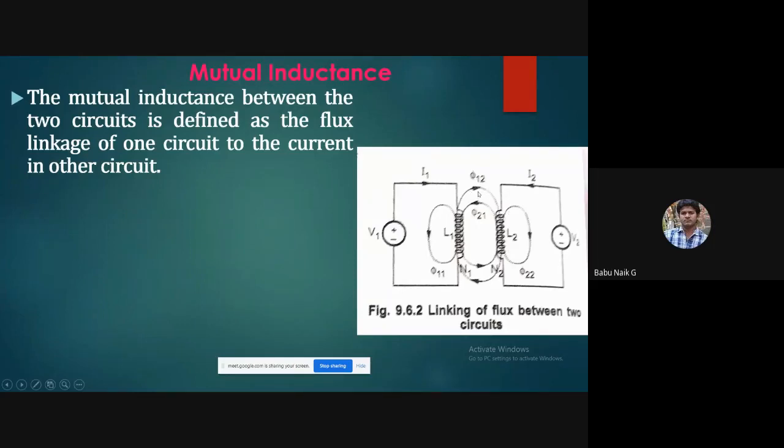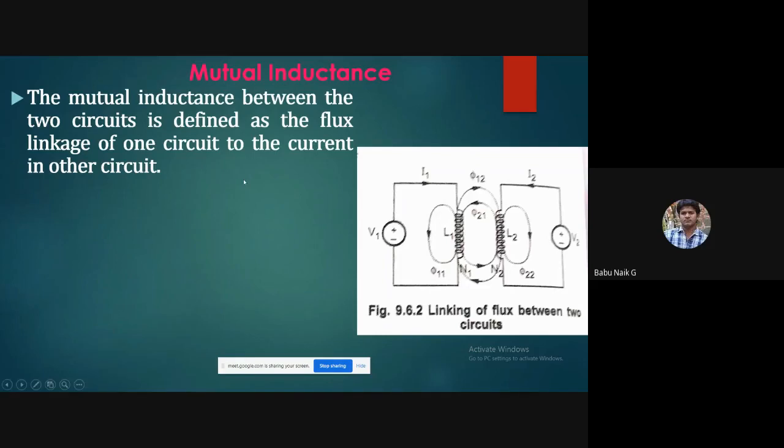Now in a similar way, the flux phi 22 produced by the second circuit, which links with circuit 1, we are going to call phi 21. You can see the direction also. When the flux of circuit 1 links with circuit 2, we call it phi 12, and when the second circuit links with the first circuit, we call it phi 21.